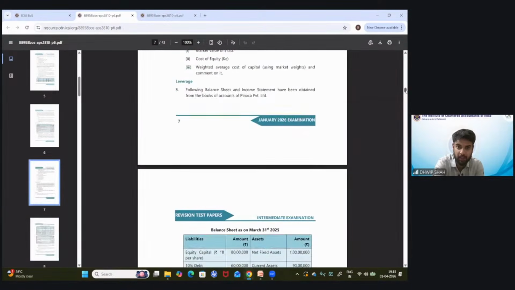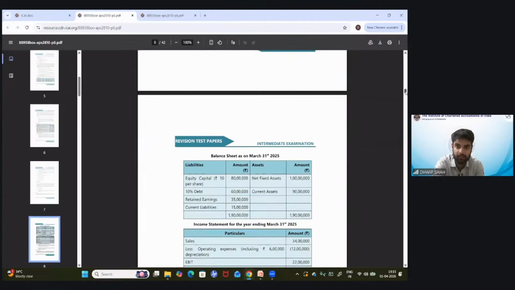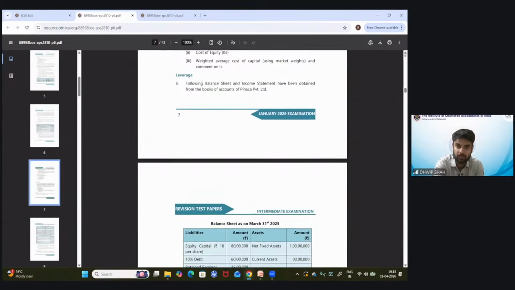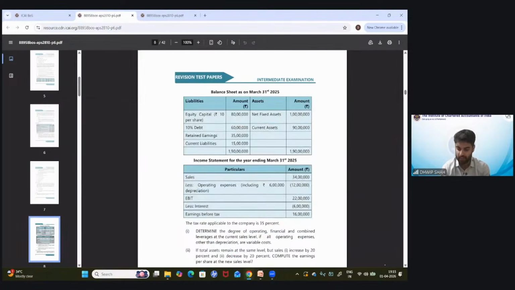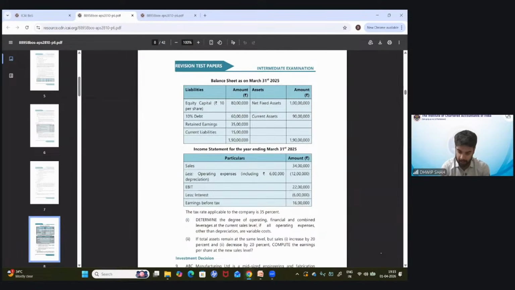Okay, it is question number 8. Leverage question number 8. Following balance sheet and income statement have been obtained from the books of accounts of Pinaka Private Limited. So this is the balance sheet as on 31st March. They have also given income statement as on 31st March. Determine the degree of operating, financial and combined leverage at the current level of sales.